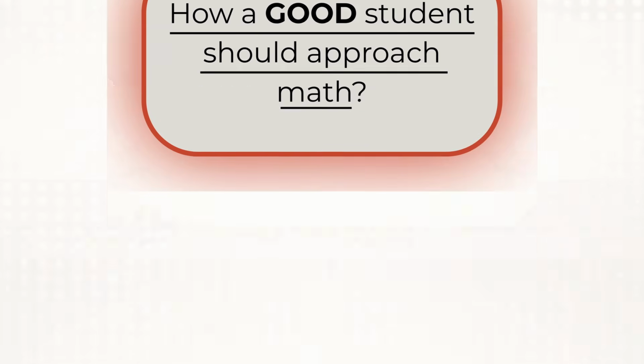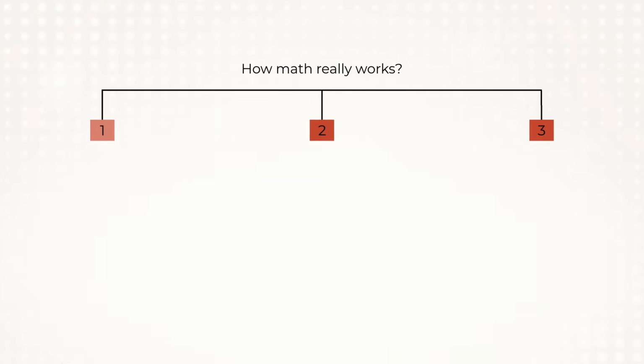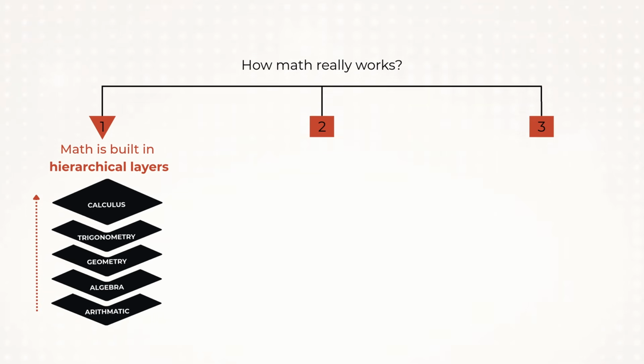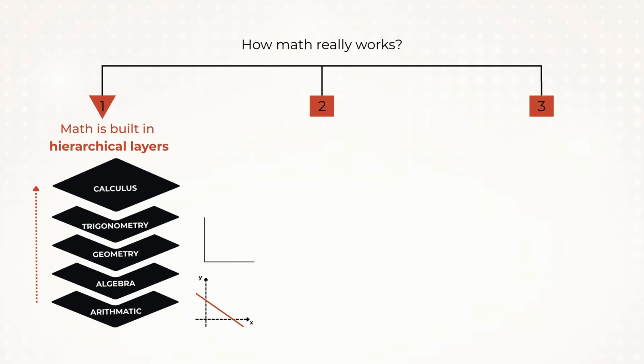To answer this, we need to understand 3 important things about how math really works. The first thing to understand is that math is built in hierarchical layers. Each new concept depends on earlier ones. If the earlier concepts are weak, the later ones become difficult to understand. Along with layered growth, earlier ideas return again and again in new forms at higher levels.